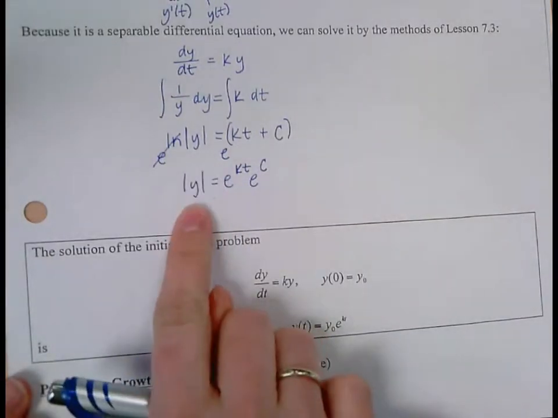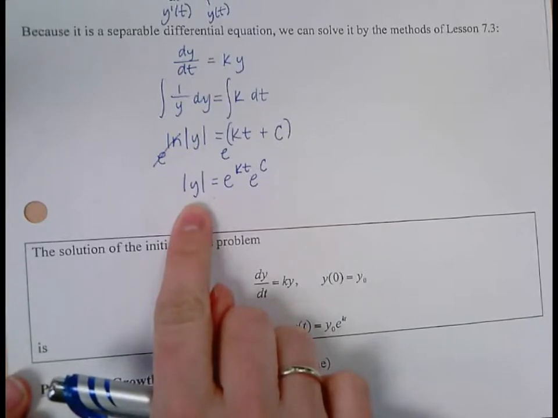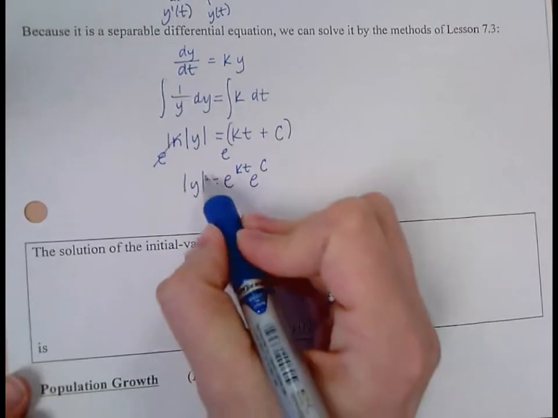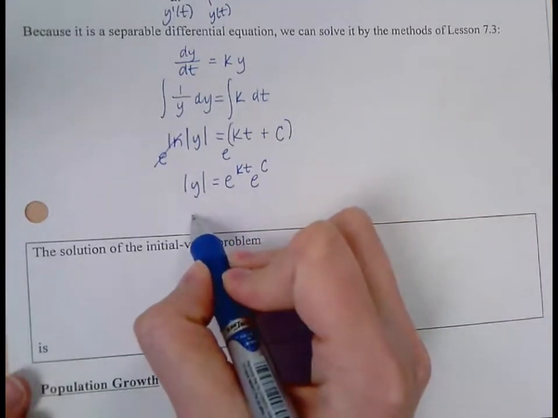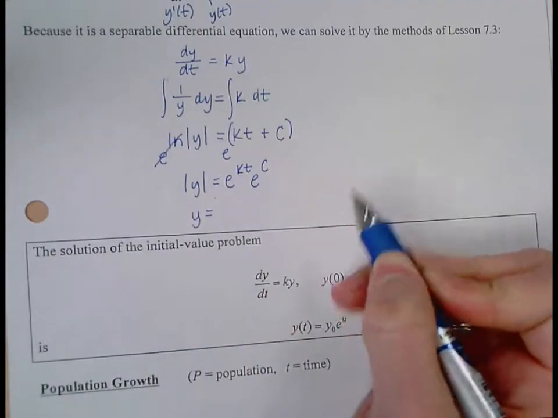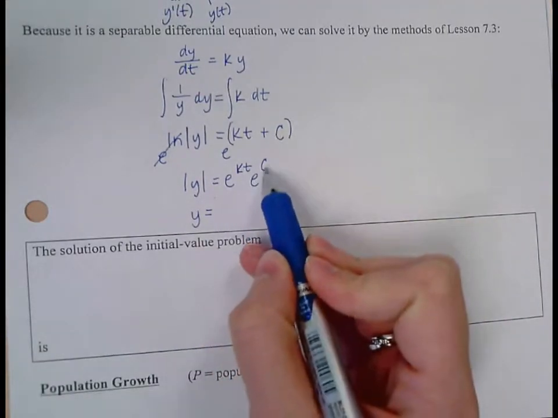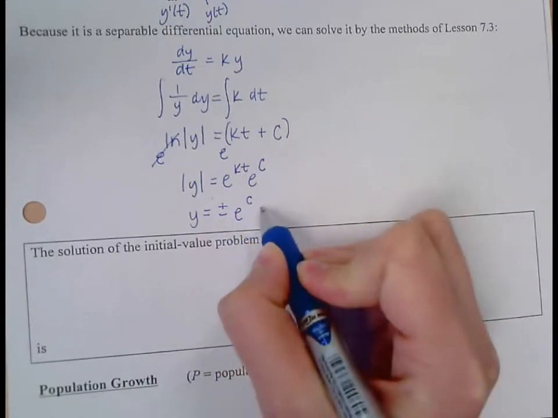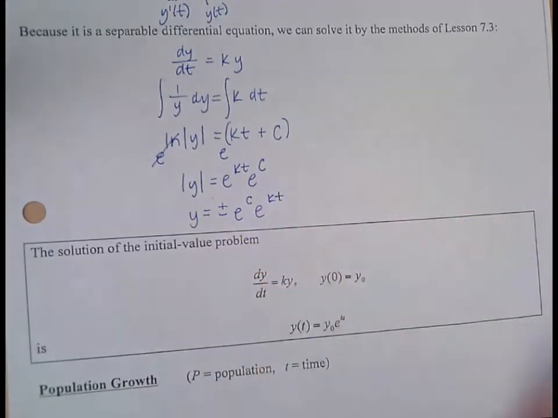But then, how do we get rid of the absolute value? Yep, other side is just positive or negative. So it's kind of like getting rid of a square and square rooting type thing. Yes, so I'm going to leave it for now. I'm going to actually write the e to the c in front. So it'd be plus or minus e to the c times e to the kt.